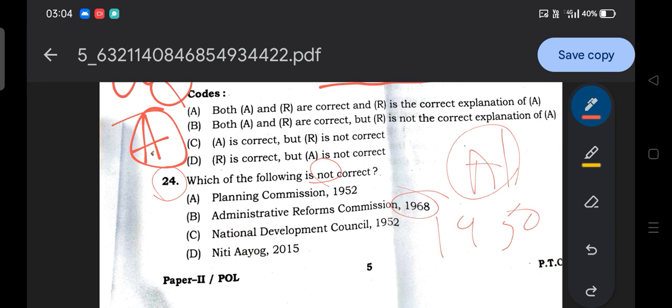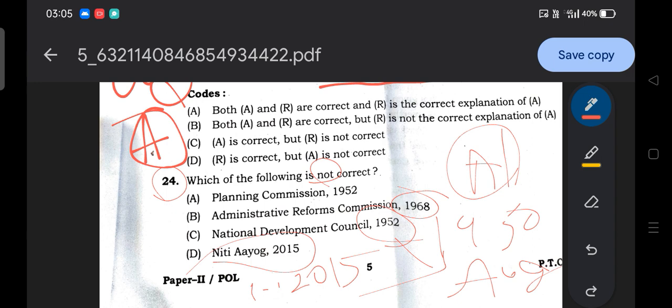Just revise. Then National Development Council, 52. Which month? August. This question was also asked in PGT Political Science Odisha. Individually they asked about the National Development Council, with four options: August 52, November, December. So August 52 for the National Development Council. Niti Aayog, 2015. What is the month? 1st January. So Niti Aayog, 1/1/2015.